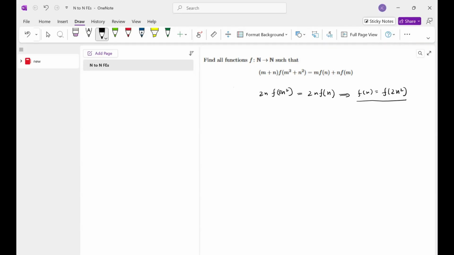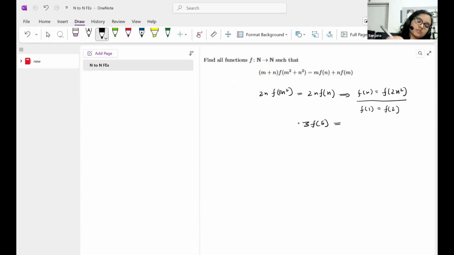So with this, we know that f of 1 is equal to f of 2. And in the original equation, you can put m and n as 1, 2, then figure out the value of f of 1 and f of 2. I mean, that won't give the value, but it would give us f of 5 in terms of f of 1 and f of 2. Are you saying we just put in 1 and 2? Yeah, sure.